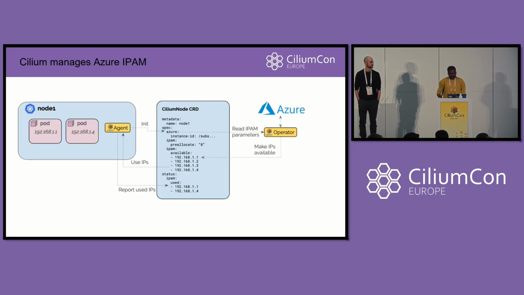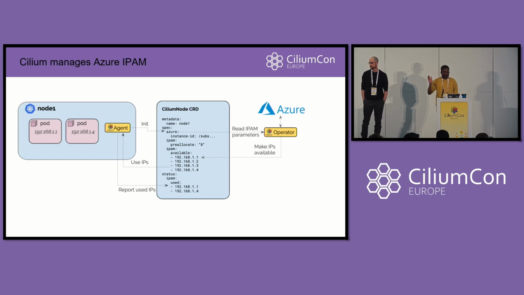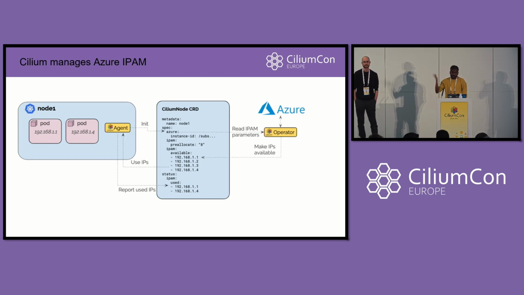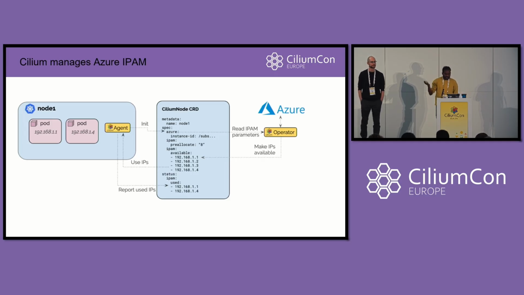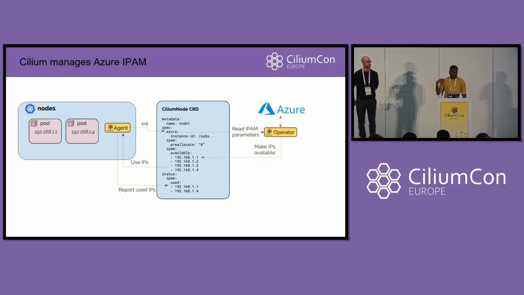If you look at the right side of the picture, the Cilium operator is the one which interacts with Azure and gets the list of IPs from the cloud provider network. It leverages the Azure SDK, and then it gets the IPs that we have to assign to the pods from the Azure network. Once the Cilium operator gets a list of IPs, it creates a Cilium node object.